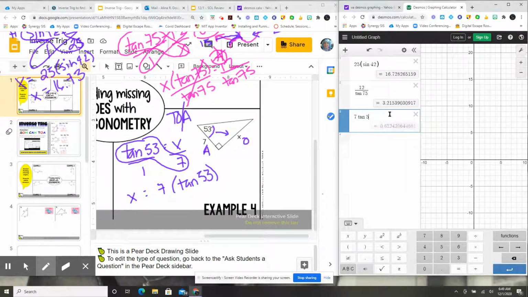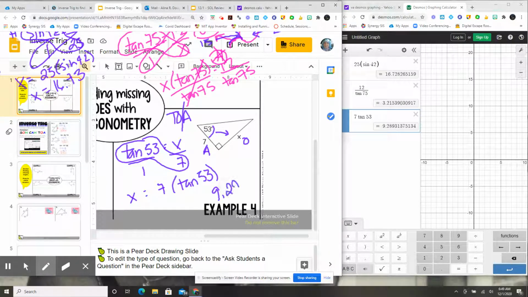7 tangent 53. 9.289, so 9.29. And I can think about that right there. That 53 is going to be bigger than this other angle, which would be 37. So it makes perfect sense. The medium side is across from the medium angle.